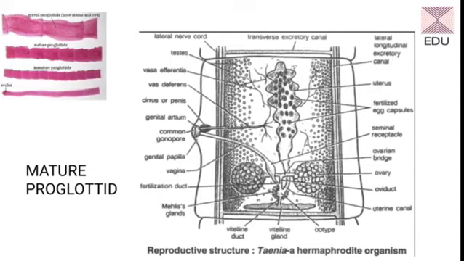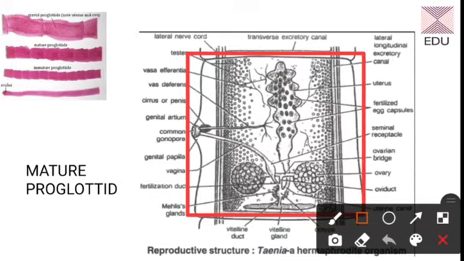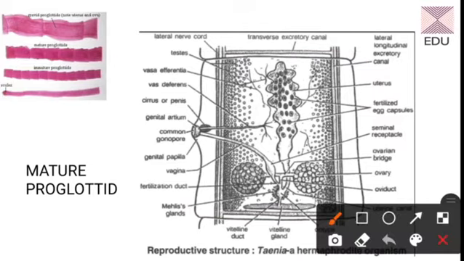So students, this is a hermaphrodite mature segment. As you can see, this is a squarish segment, a square segment, so that's why it is a mature segment. If it was broader than long, then it would be an immature proglottid. If it is longer than broad, then it will be an old proglottid, a gravid proglottid.